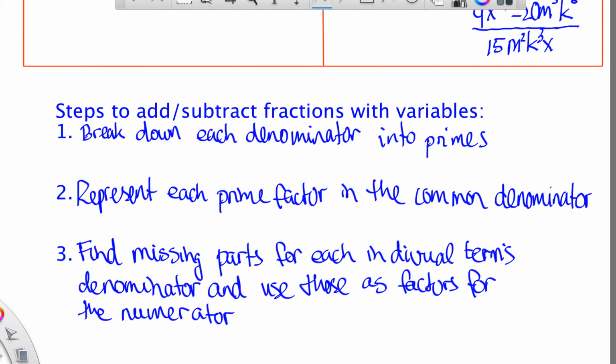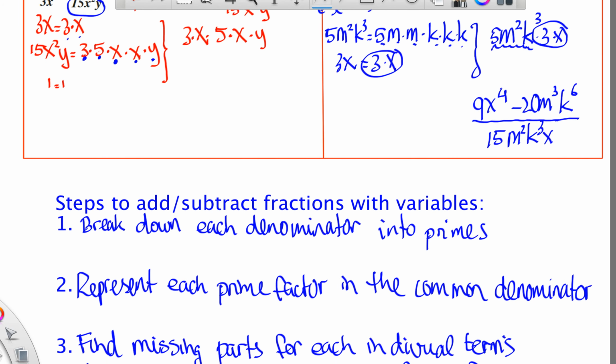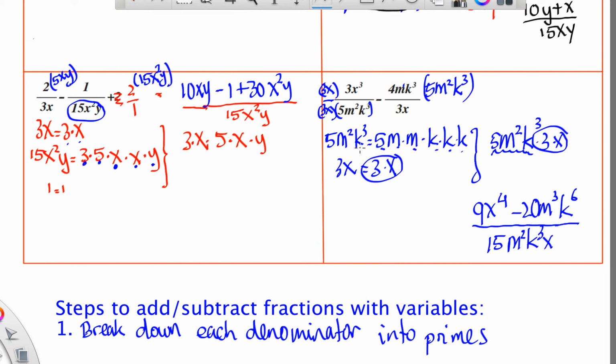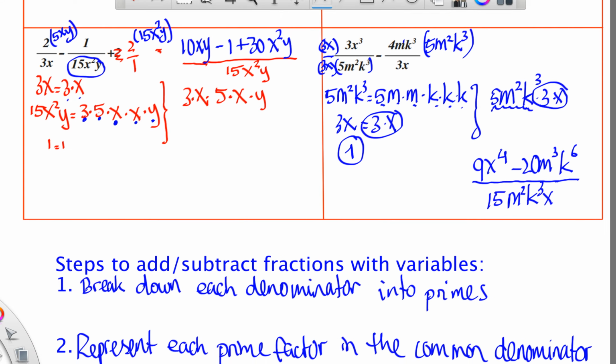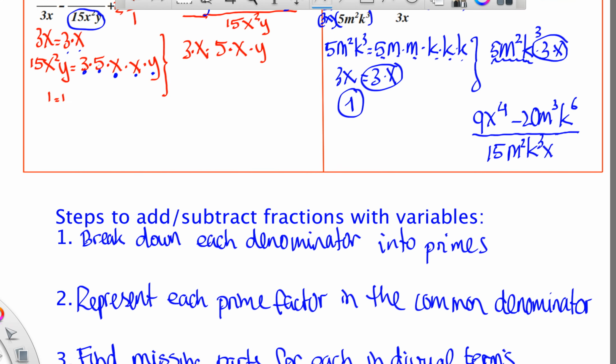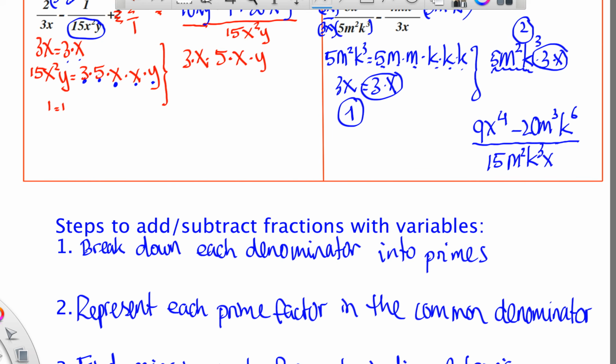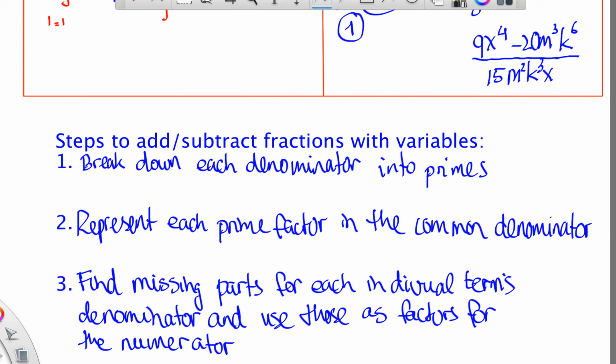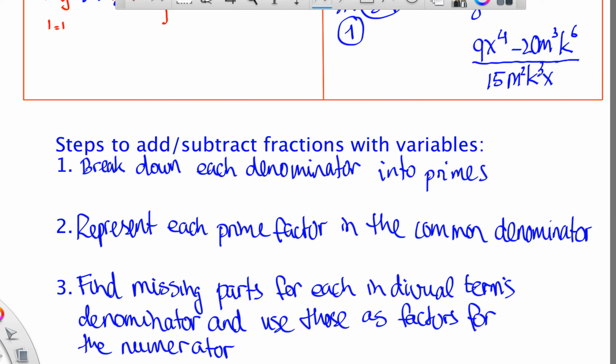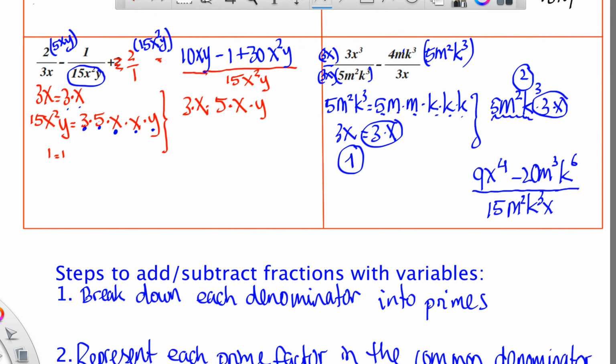So that one's a little wordy, so let me run through the steps a little bit here. So break down each denominator in primes. So this was step 1, right? Then we said, represent each prime factor in the common denominator. So this is step 2, right there. And then the wordy part says, find missing parts for each individual term's denominator and use these as factors for the numerator. So step 3 is really over here and over here. This is where we compared the common denominator to the individual denominators. And that's how this works. Thank you.